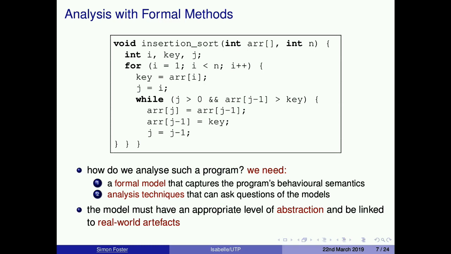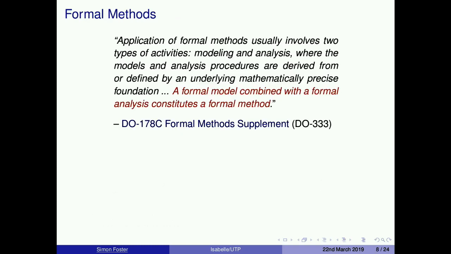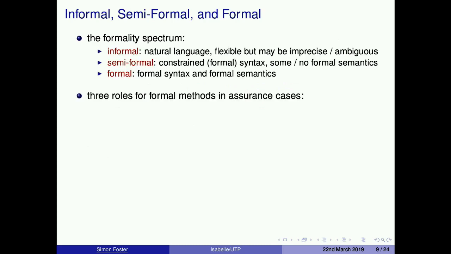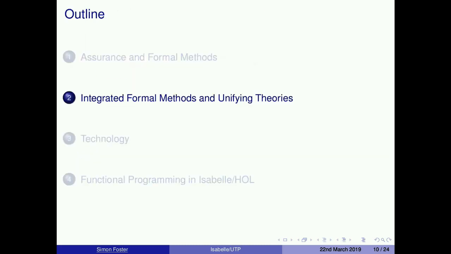So we're just assuming, okay, formal methods are somehow useful, but how do we apply them and how do we build tools for them? We saw this definition before. This is what DO-333, the DO-178C formal method supplement, says. A formal method is a formal model combined with a formal analysis technique. We spoke about the formality spectrum already. Sorry, I'm reusing some of my slides. So let's now think a little more about integrated formal methods and unifying theories.